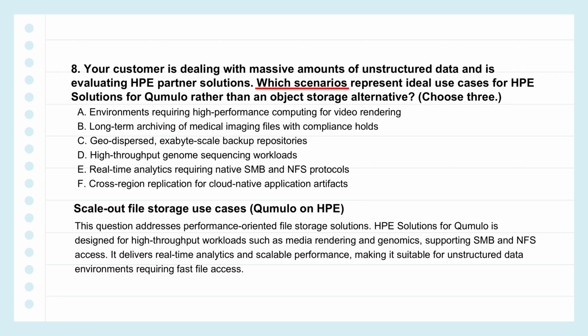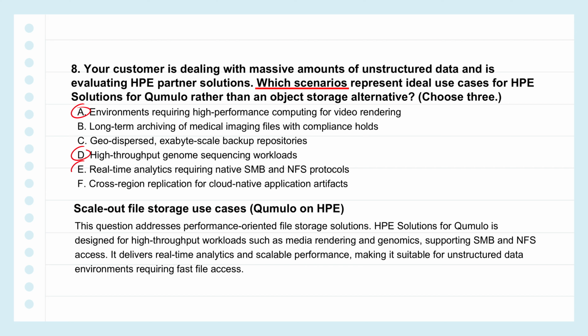Option E, real-time analytics requiring native SMB and NFS protocols. Option F, cross-region replication for cloud-native application artifacts. The correct trio here is A, D, and E. Yeah, and to understand why, we have to clearly define the difference between file storage and object storage. HPE Solutions for Qumulo is a high-performance, scale-out file storage system.